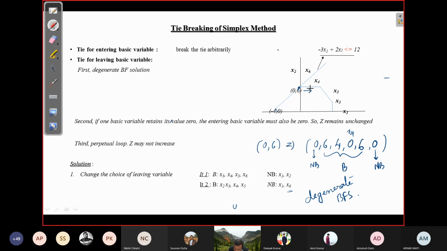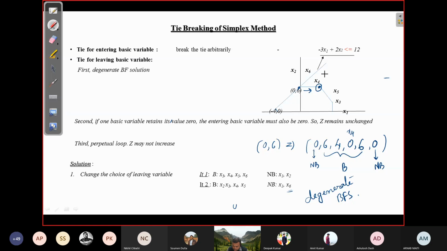Why will x4 leave the base? Ideally I would get this point in the next iteration. At this point, what will be the value of x4? x4 is the slack associated with this line only, so its value is zero. It will become non-basic. Its value is anyway zero, even if it is in the base. So if it leaves the base, fine, its value will be zero. That's understood. But what about x6?